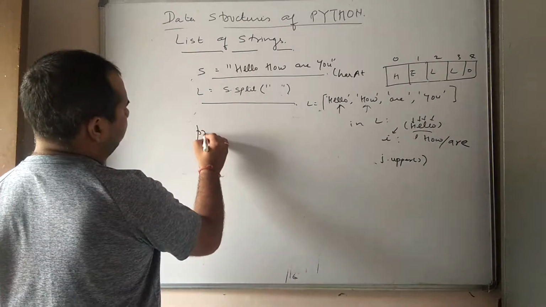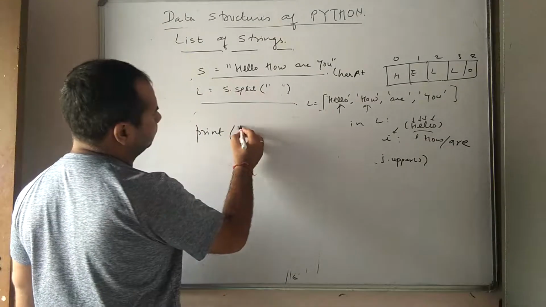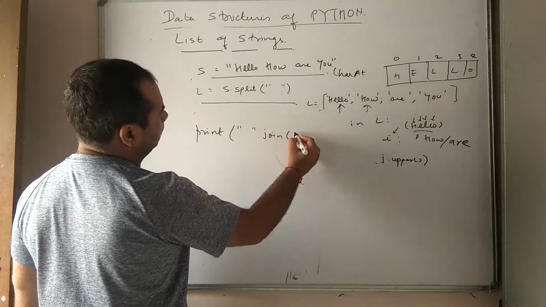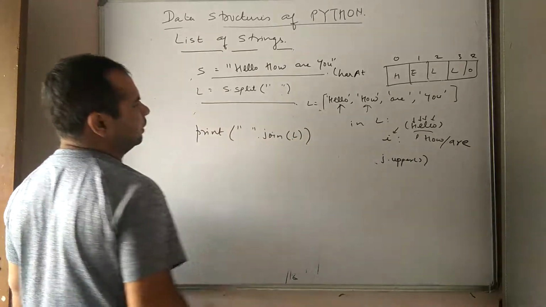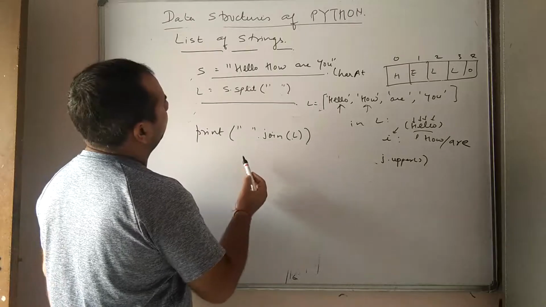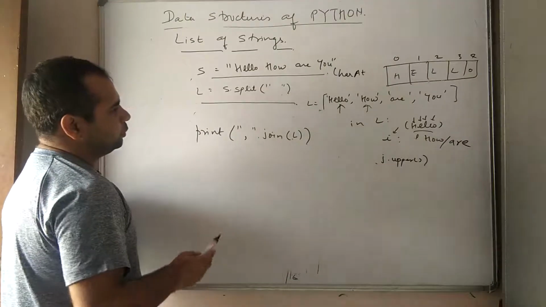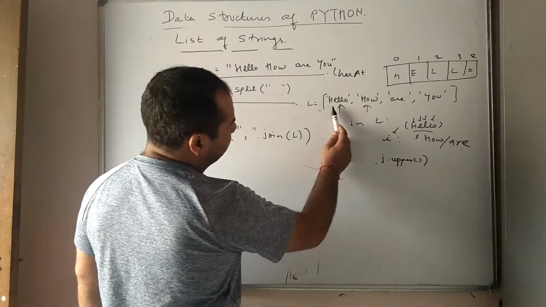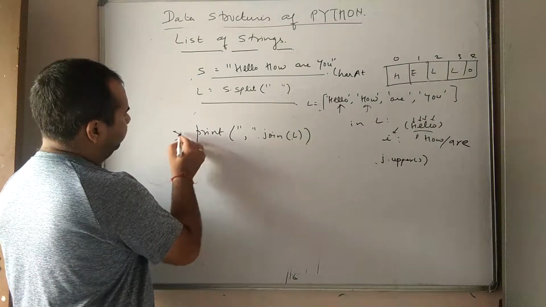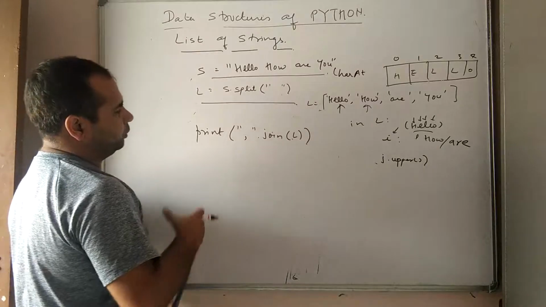To join, you just have to use print, dot join L. What will it do? It will go into wherever it will see... okay, it will be comma. Sorry. So wherever in L it sees this comma, it will join all those strings. And since I have written print, you have to run it on the IDE only.